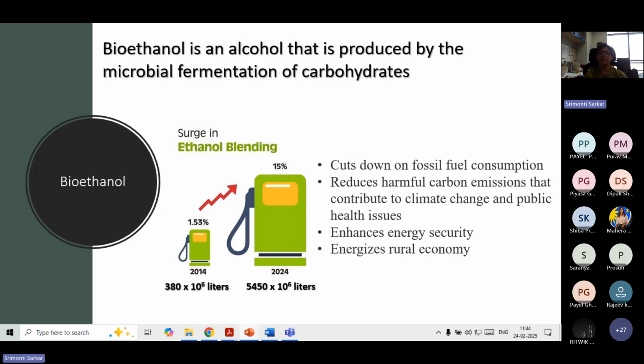So what are the uses of bioethanol? As I said, bioethanol usage in energy production, in addressing our energy concerns, is becoming increasingly very, very important, especially in India. So bioethanol has been blended into gasoline.